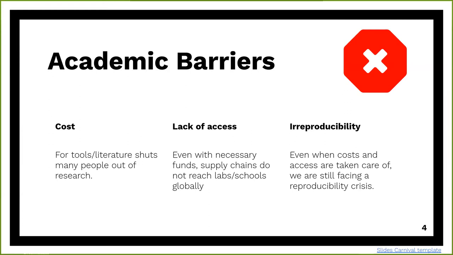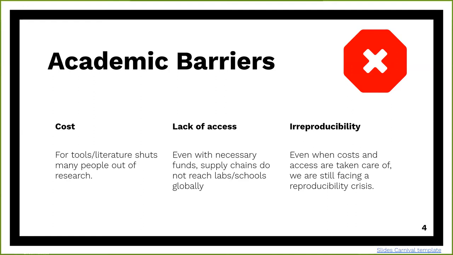Me and many people identify three main problems with research today, right? First of all, it's cost. So how much money you need to have to be able to access the tools and the literature, all of this shuts a lot of people out of research.